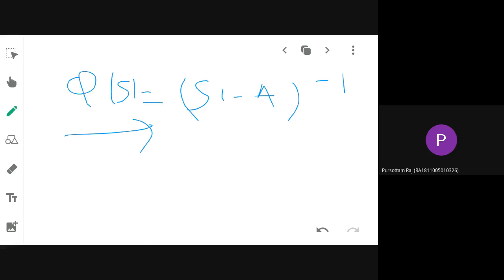Phi of s is equal to what I have told you? s I minus A inverse. So this way you will be finding out phi of s. You substitute in the formula, you can get A. Have you noted down the problem or the formula?